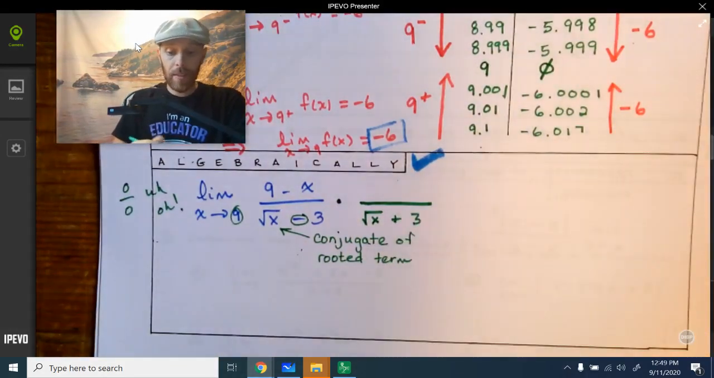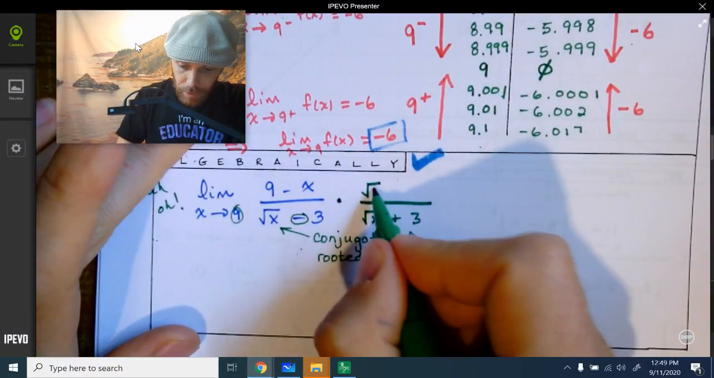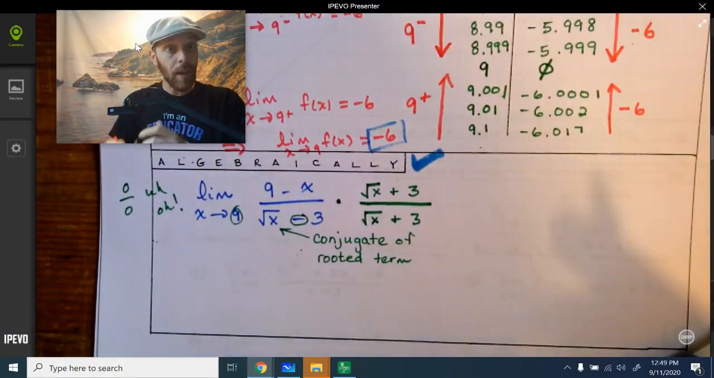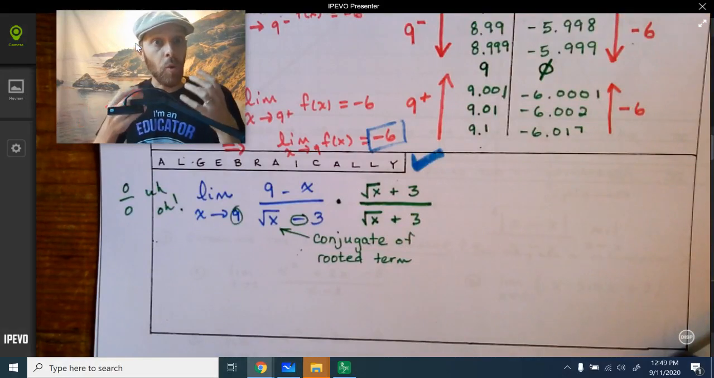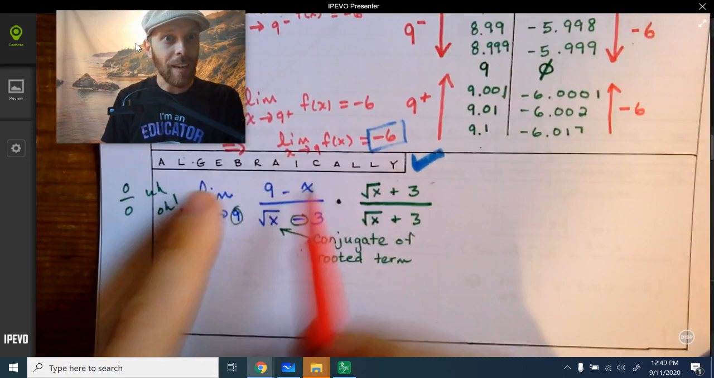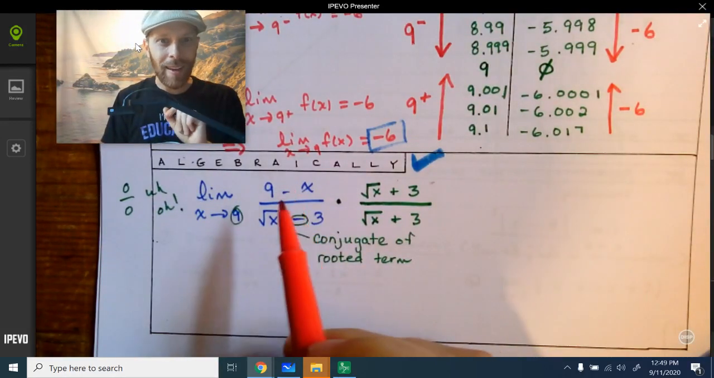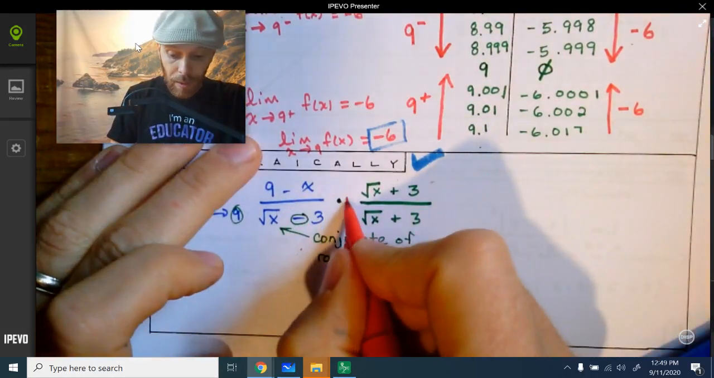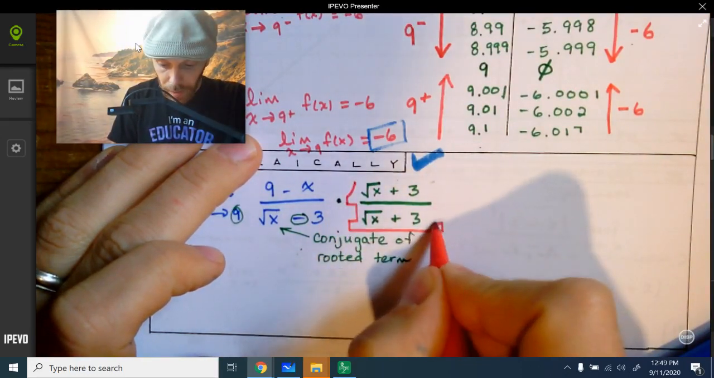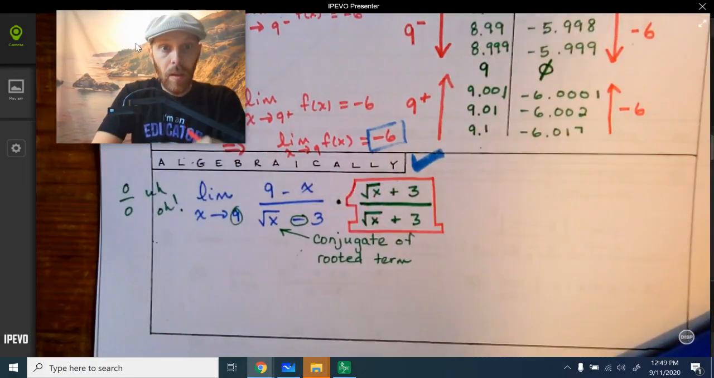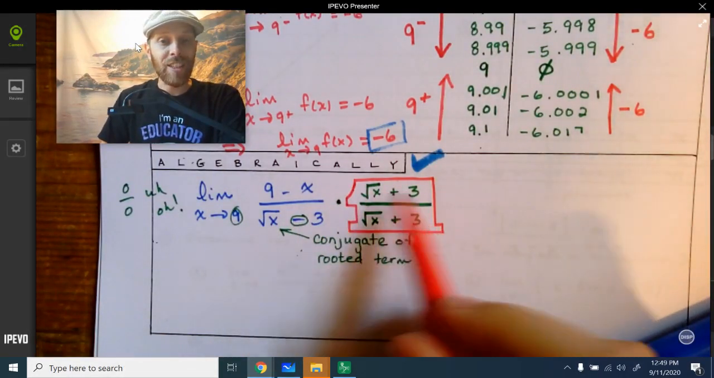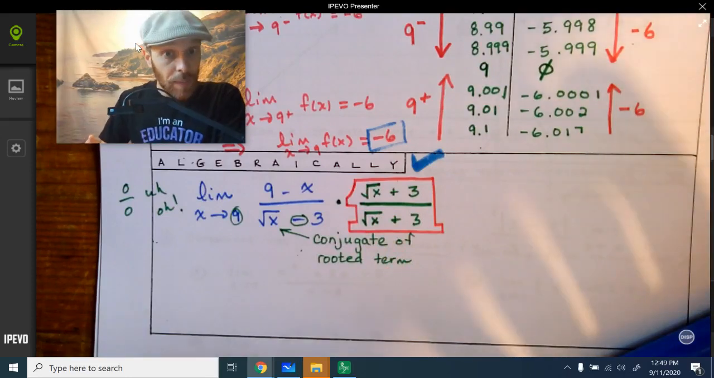Now, if we do that to the denominator, we also have to do the same thing to the numerator. And why do we have to do that? Well, it's because when you multiply a function by something, you change the function. And you're not allowed to do that unless the number that you are multiplying by is 1. So we take this and we multiply it by our conjugate 1, and that's going to give us something new.